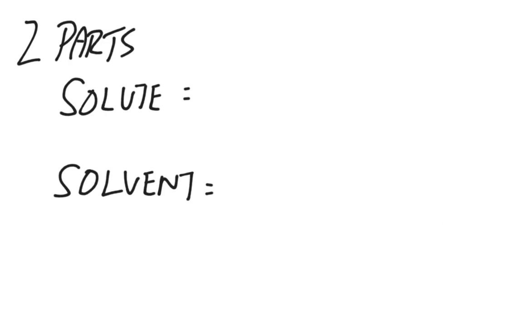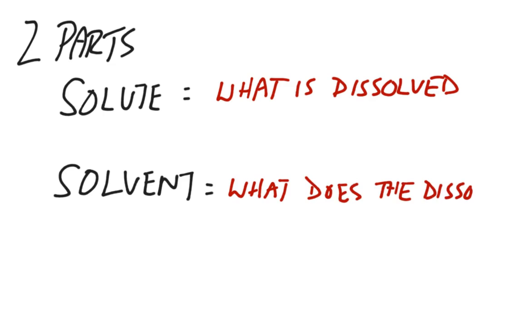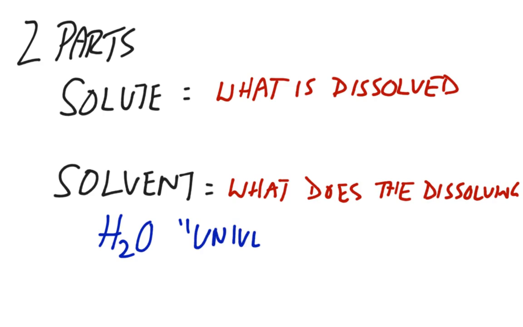So again, just to summarize that, the solute is what gets dissolved. It is what is dissolved. The solvent is what does the dissolving. Most of the time, the state of matter of what's left when you mix two things together is the solvent. Water is called the universal solvent because of its ability to dissolve many, many substances.